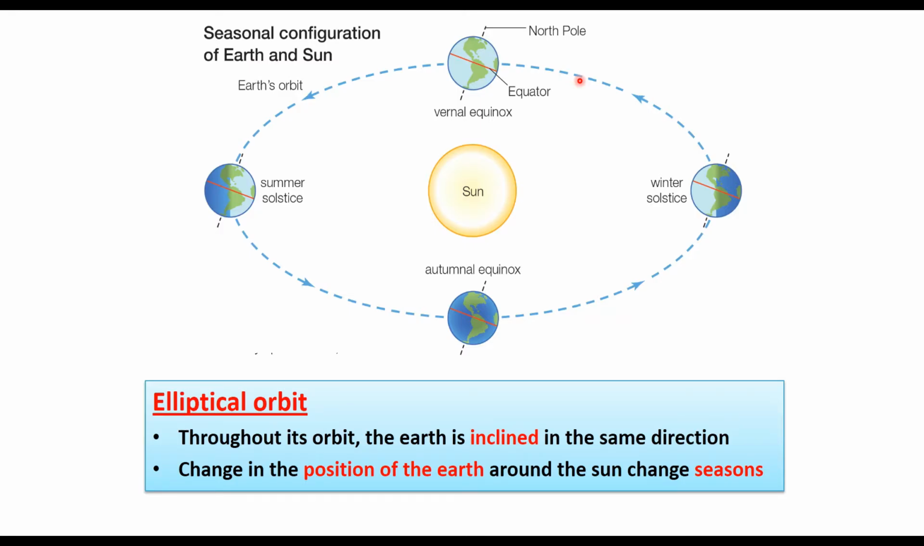Why are there so many seasons? It's because of the Earth's position around the sun. The Earth moves around the sun in an elliptical orbit. Elliptical means egg-shaped or oval-shaped. Throughout its orbit, the Earth maintains its inclination or bend. So, the change in the position of the Earth around the sun during its revolution and the inclination of Earth's axis in a fixed direction cause seasons.